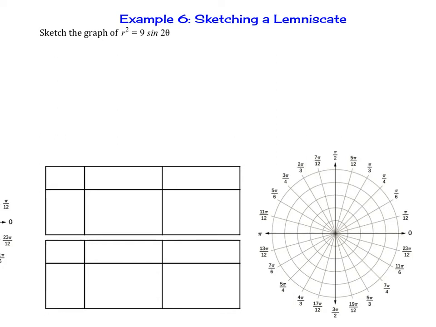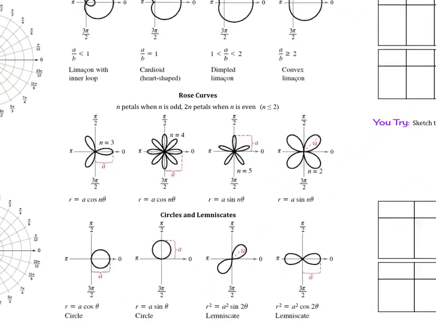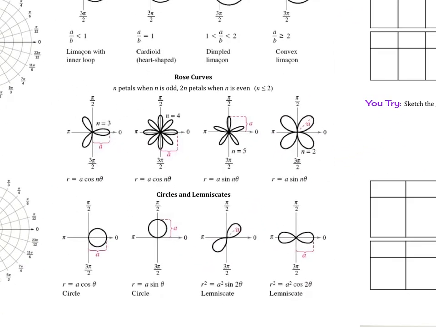Let's look at this last example, sketching a lemniscate. Sketch the graph of r squared equals 9 sine of 2 theta. So these look a little different. There's an r squared here. And so we could take a look at the pictures to help us out. So r squared equals 9 sine of 2 theta.